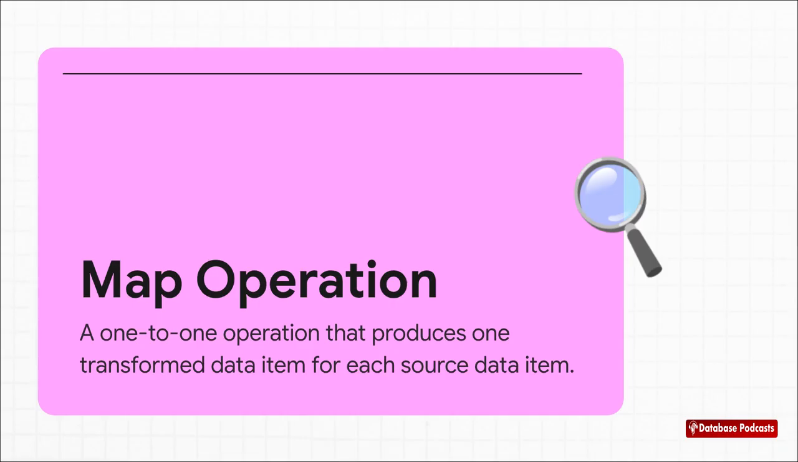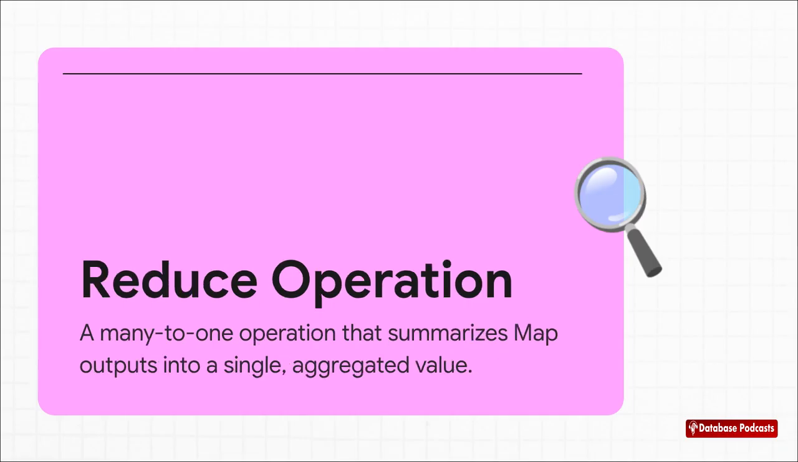Simple as that. And then comes reduce. This is where you take that huge pile of individual outputs from your map phase and you boil them all down into a single summary value. It's a many-to-one operation. Kind of like taking a giant pot of stock and simmering it for hours until you have a rich, concentrated sauce. You're aggregating, summarizing, and reducing everything down to one final answer.